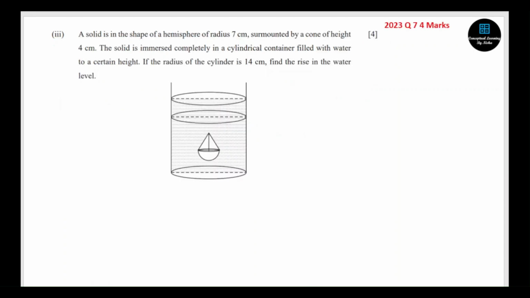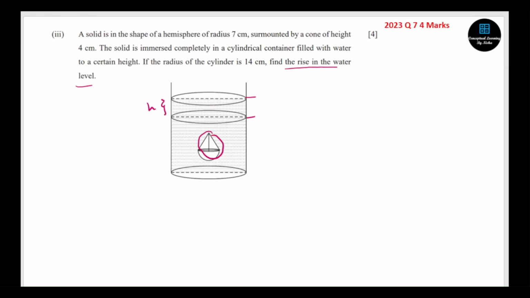Now this is a 4 marker question which is very important and interesting, and you have to understand the strategy of how you will solve it. See what the question is. This solid shape, a hemisphere plus a cone, is submerged in this cylinder which is filled with water, and you can see some displacement of water because of this. You have to find the rise in the water level, that is, this height h.